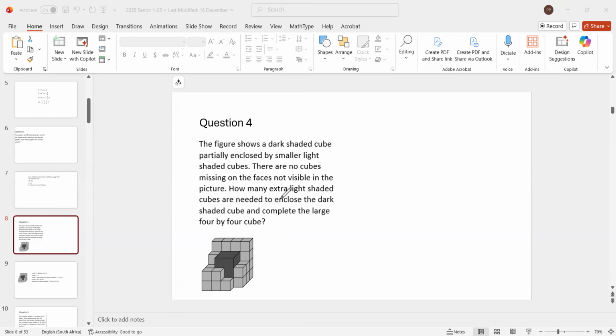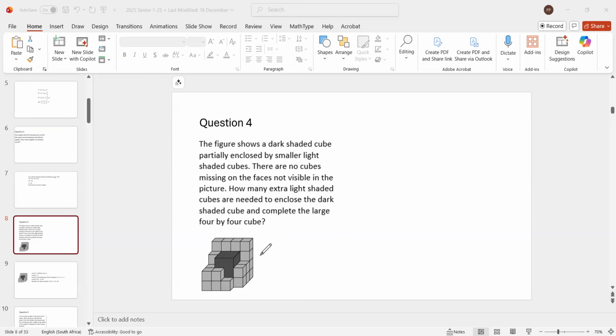So the question is now, there are no cubes missing on the faces not visible in the picture. So whatever picture you have, whatever cubes you can't see, the faces you can't see, there are no cubes missing. All right, so how many extra light shaded cubes, how many more cubes are needed to enclose the dark shaded cube and complete the large 4 by 4 cube? So in other words, fill the missing cubes.